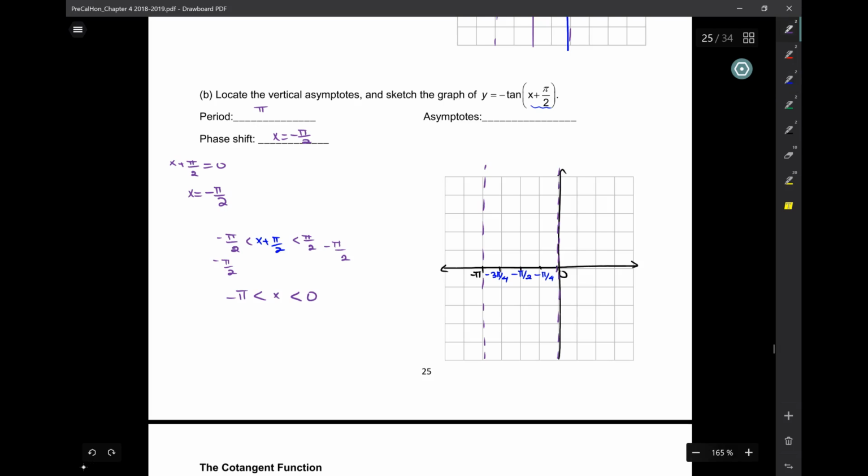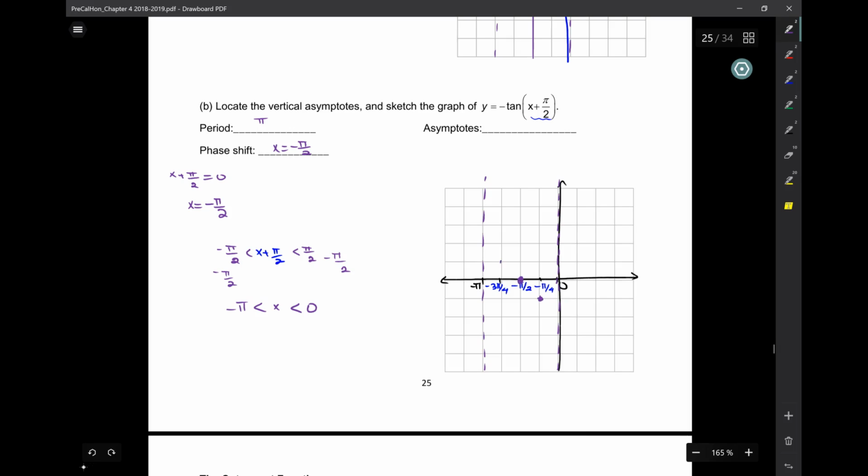Now, center is always going to be on the 0. Look. To the right, look at what A is. Negative 1. I go to negative 1. And then I got to make it symmetric. And there.